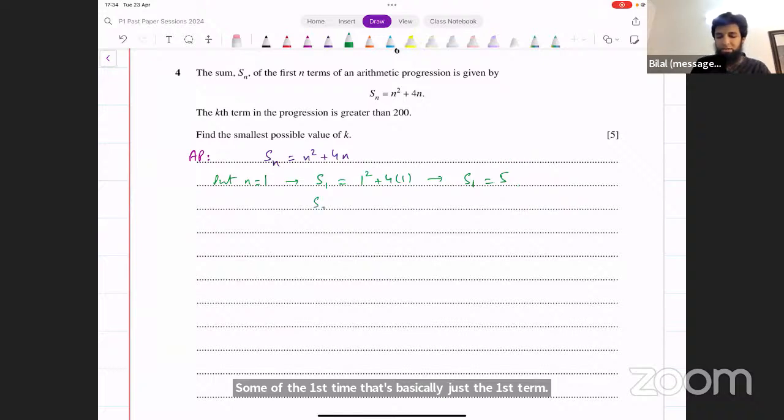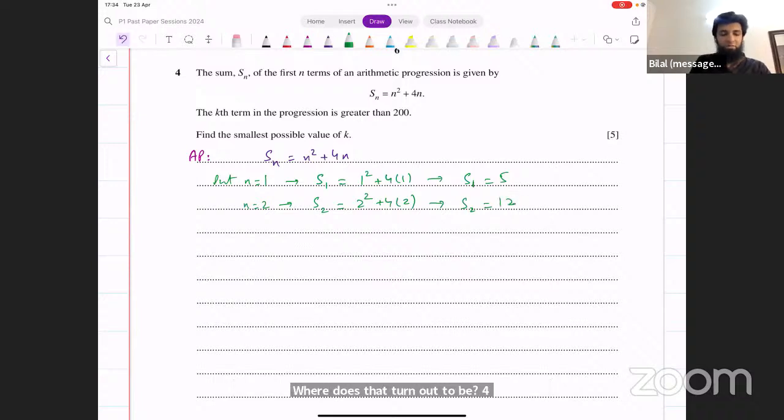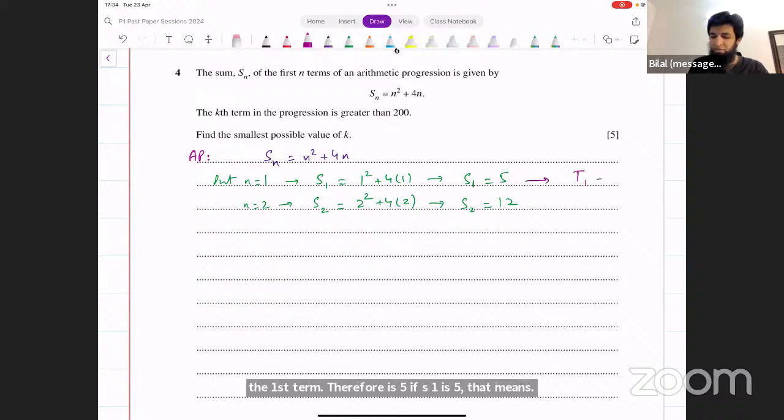Now you input n equals 2. What does that give us? S2 gives us 2 squared plus 4 into 2, and that will give you the sum of the first two terms. What does that turn out to be? 4 plus 8, that is 12. So the first term, therefore, is 5. If S1 is 5, that means the value of the first term is 5. S2 is 12. What does S2 represent? S2 represents the sum of the first two terms.